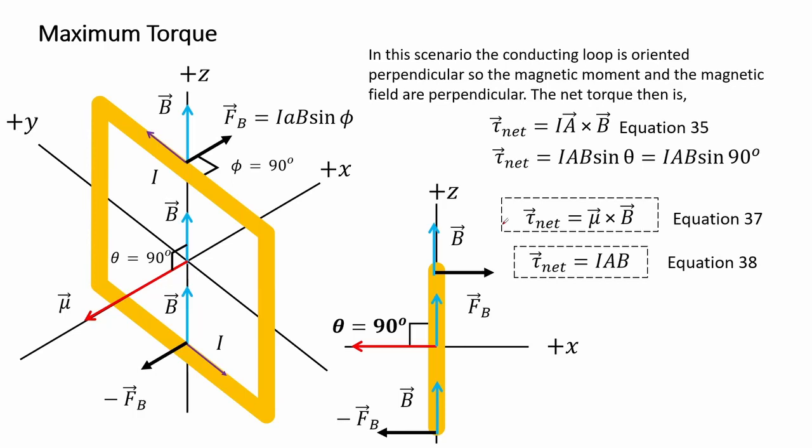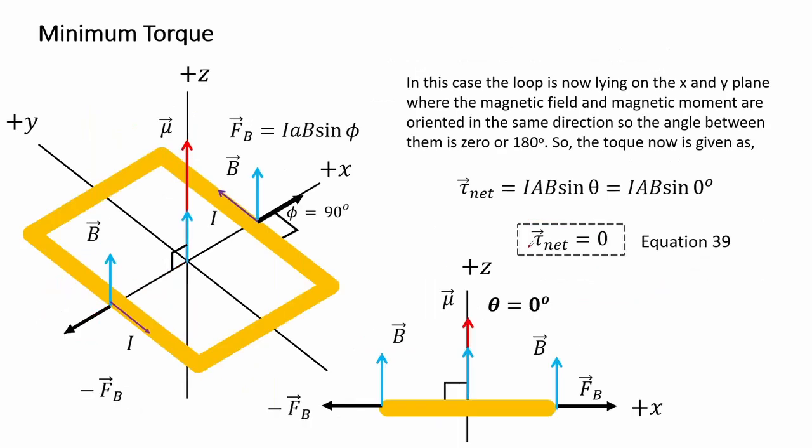In this scenario, the conducting loop is oriented perpendicular, so the magnetic moment and the magnetic field are perpendicular. The net torque then is shown in equation 38. In this case the loop is now lying on the x and y plane where the magnetic field and magnetic moment are oriented in the same direction, so the angle between them is 0 or 180. The net torque is 0 as shown in equation 39.